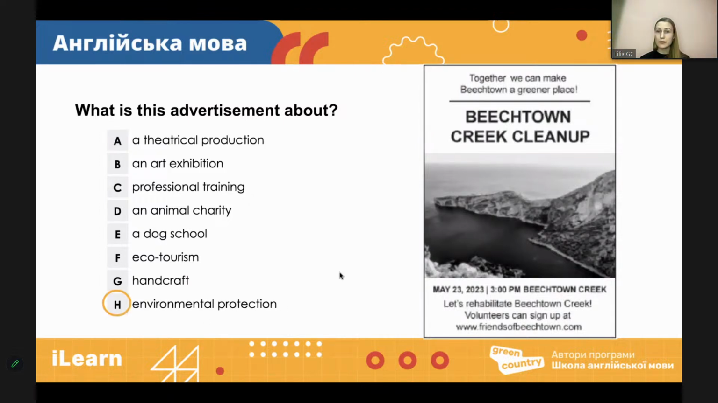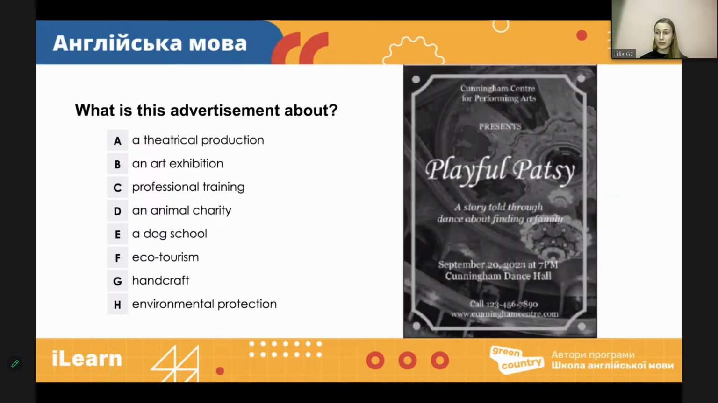So it's environmental protection because it's all about what we can make. Like we can make a greener place, make it on our own. Clean up, exactly. So we are going to clean some place. It's not tourism. It's about protecting the environment. And also volunteers. So typically it's not about tourism when we speak about volunteering in something. Okay, good. Of course, it was nothing to do with ecotourism. But as I said before, it might be a bit confusing because they give some similar options on purpose.